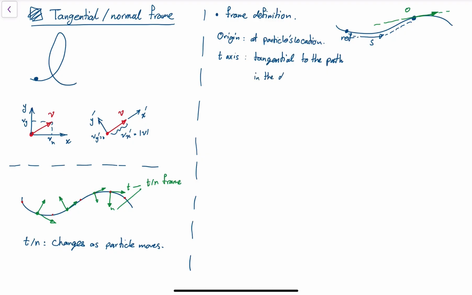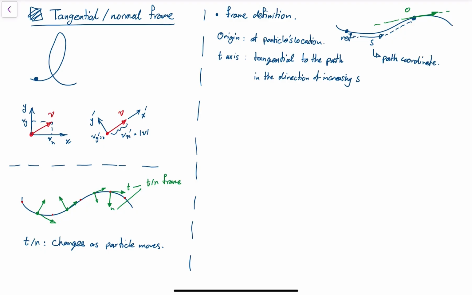In the direction of increasing S. S here we call the path coordinate, because it tells us how far into the path we are.